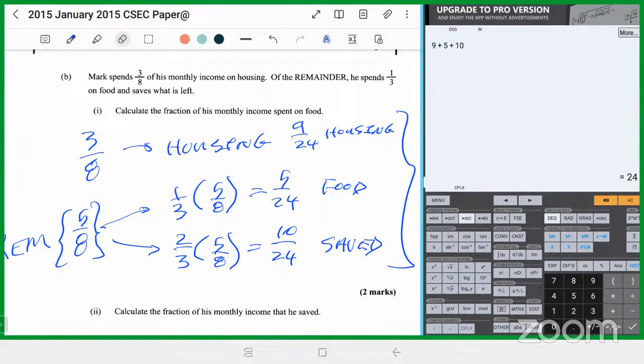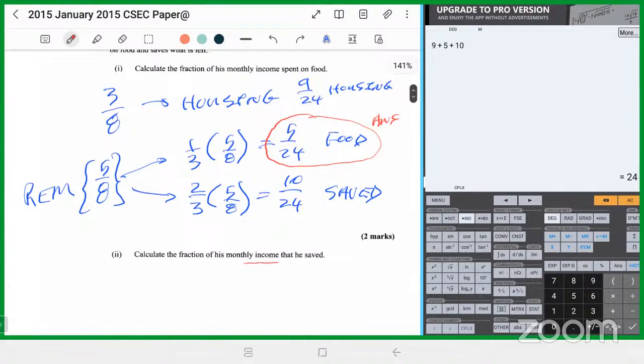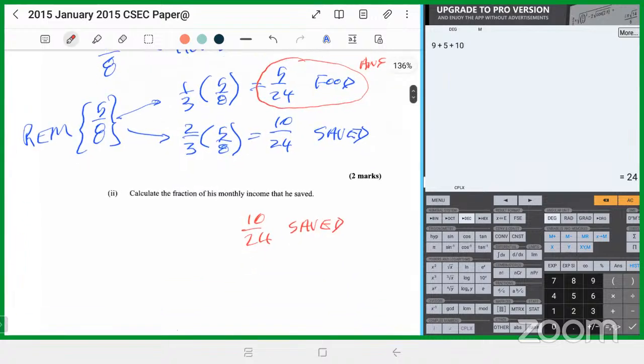What do they want to know? They want to know here, calculate what fraction of his salary is spent on food. This is the food answer. The fraction is 5 over 24. It says, calculate the fraction of his monthly income that is saved. See here? 10 over 24 is saved. If you want to simplify it, you can divide it through by 2 and it becomes 5 over 12 is saved.